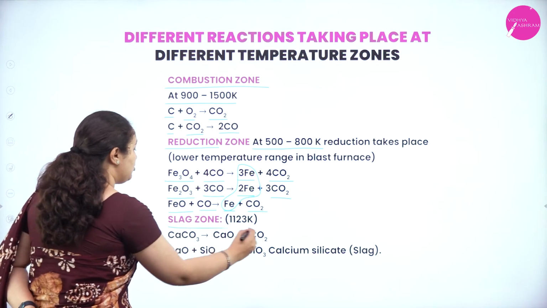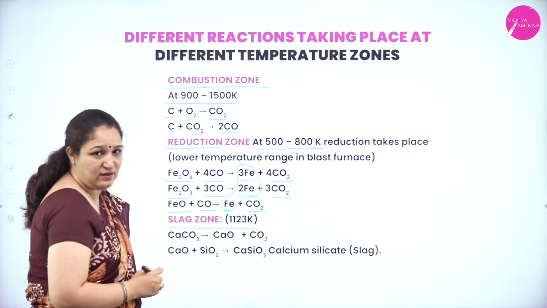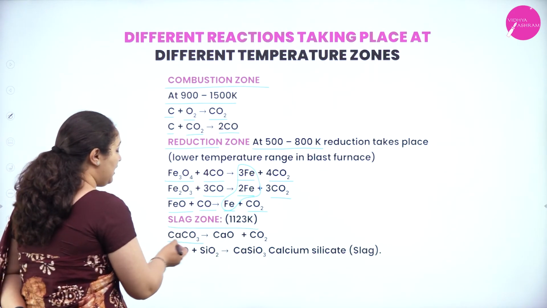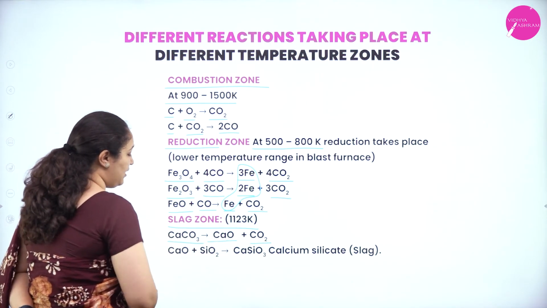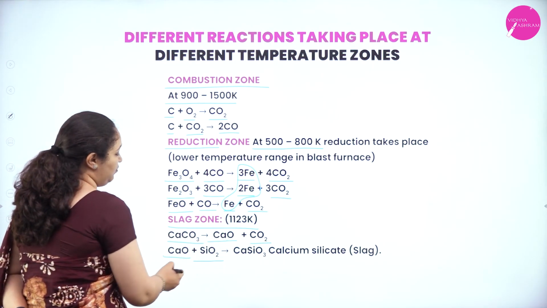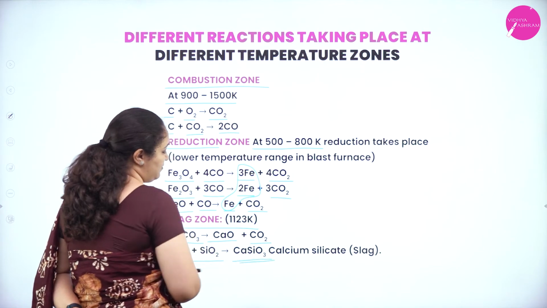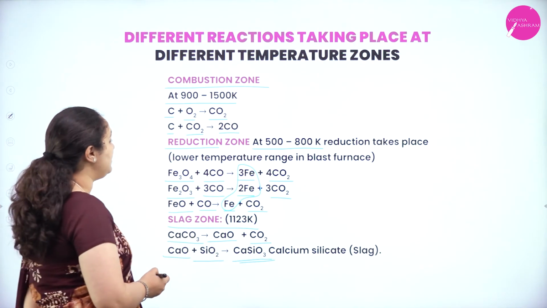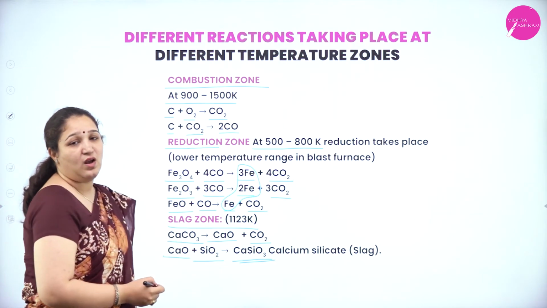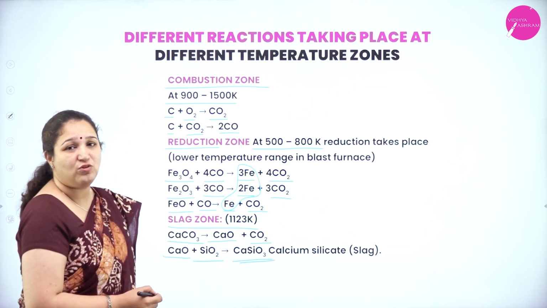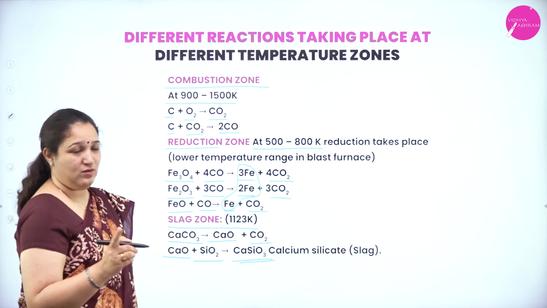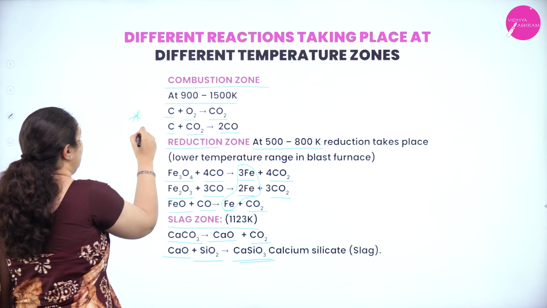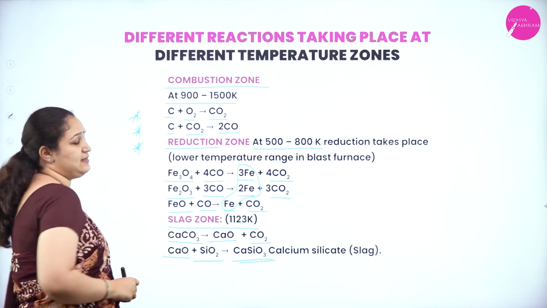Next, in the slag zone, that is at 1123 Kelvin, what happens? Calcium carbonate will form calcium oxide and carbon dioxide. Calcium oxide with silicon dioxide will form calcium silicate, which is called the slag. So these are the equations of extraction of the metal, that is iron. And this is a very important question for your exam.